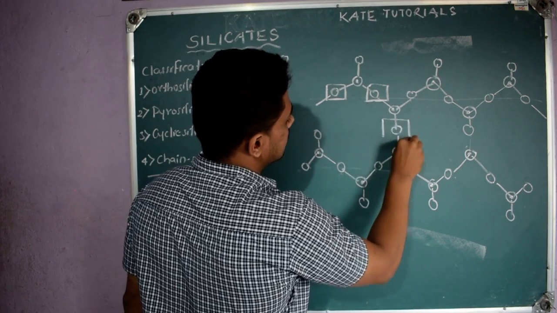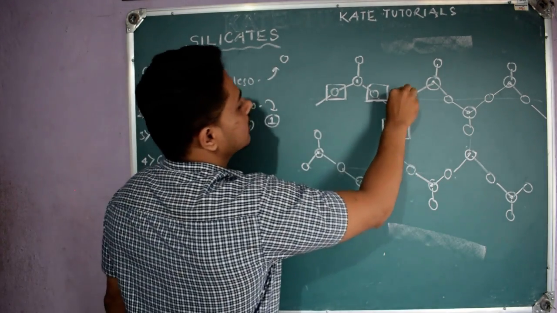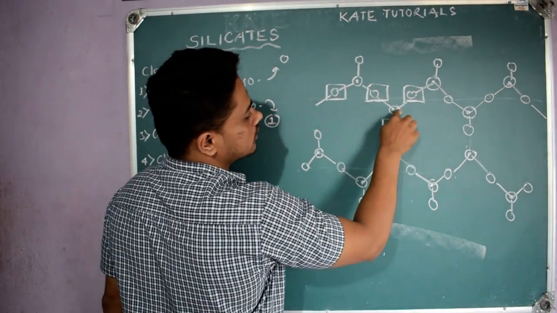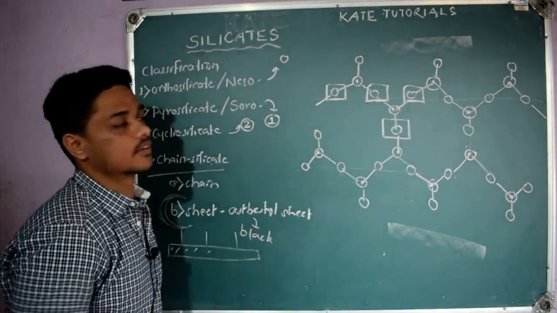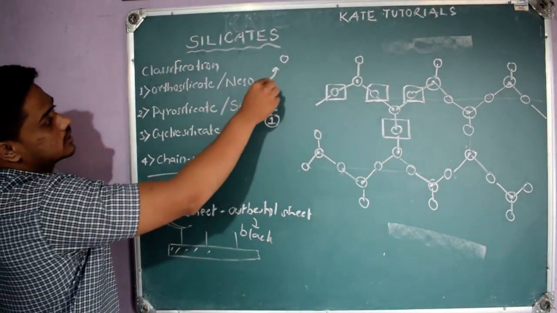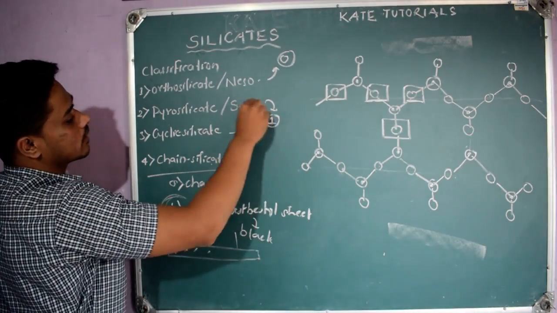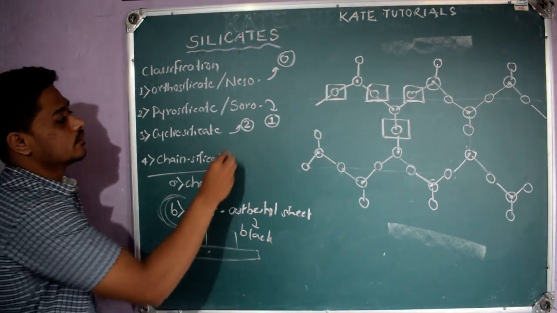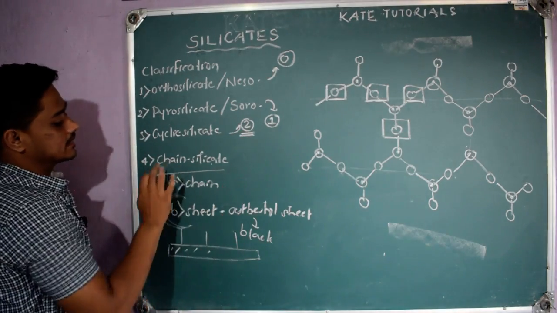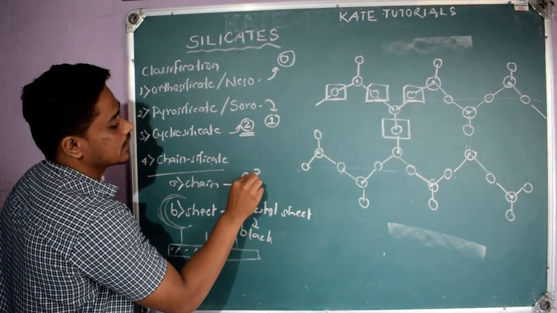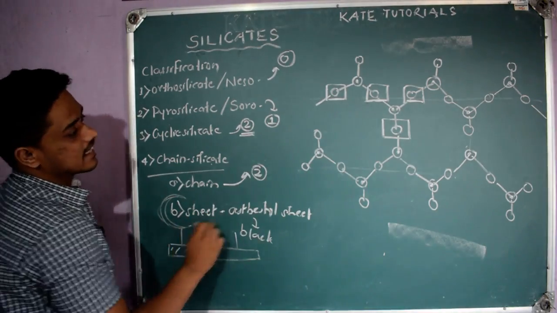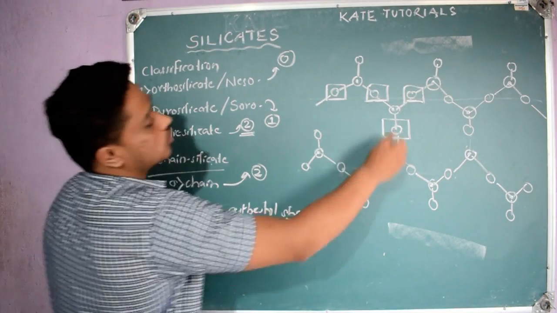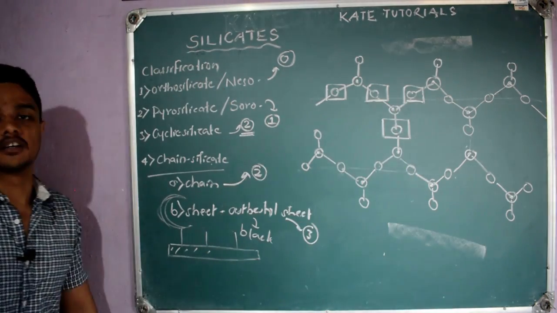But here this linkage is also there. For this silicon, there are 4 oxygens, in which 3 oxygens will be shared. So here in orthosilicate no oxygen is shared, so it is 0 oxygen shared. In pyrosilicate or sorosilicate, 1 oxygen is shared. In cyclic silicates, 2 oxygens are shared. In chain silicate also 2 oxygens are shared. But in sheet silicates like this, 3 oxygens will be shared.